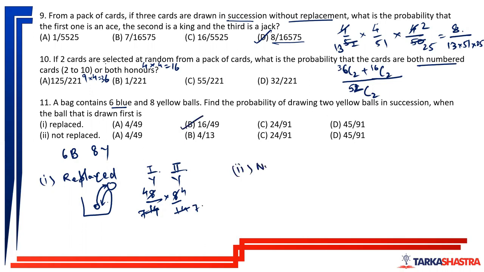Second case, if it is not replaced. Now the first ball is yellow, the probability will be 8 by 14. For the second ball, we have not replaced the first one, so now we have only 7 yellow balls. Now the second ball should also be yellow. The probability will be 7 by 13. So 7 ones are 7, 2 sevens are 14, so 4 by 13 will be the probability.